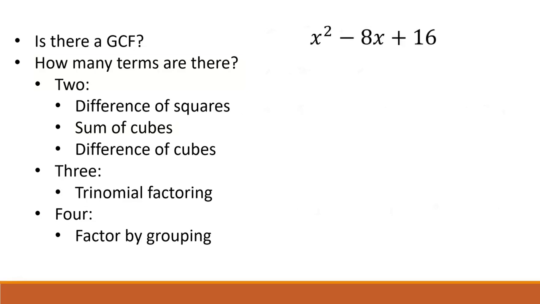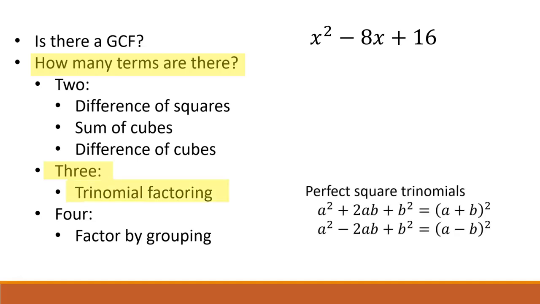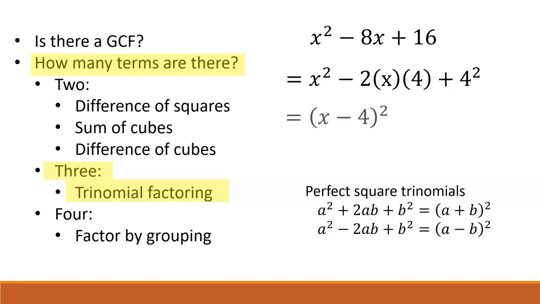Here's our next example. x squared minus 8x plus 16. There's no greatest common factor, and this time we have three terms. This trinomial does fit into a factoring formula for trinomials because what we have is a perfect square trinomial. If we think of that middle term as negative 2 times x times 4, and we think of the 16 as a 4 squared, this fits into the second of those two formulas for perfect square trinomials, which means we can rewrite it as the quantity x minus 4 squared.